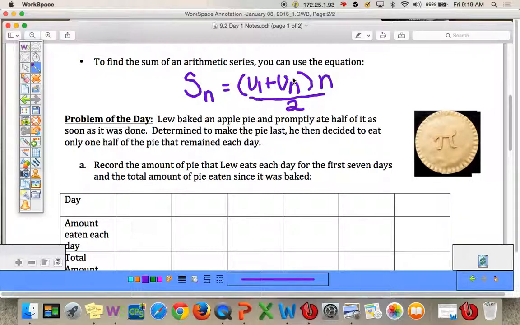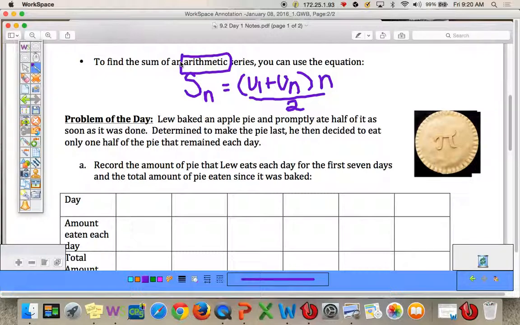So we looked at Gauss yesterday, how he added up the numbers 1 through 100 really quickly by writing them out 1 through 100, reversing them, and then finding a pattern, dividing by 2. Okay, so this is the formula that we looked at yesterday to find the sum of an arithmetic series. Today, though, we're going to look at a different type of series and how you find the sum of that.